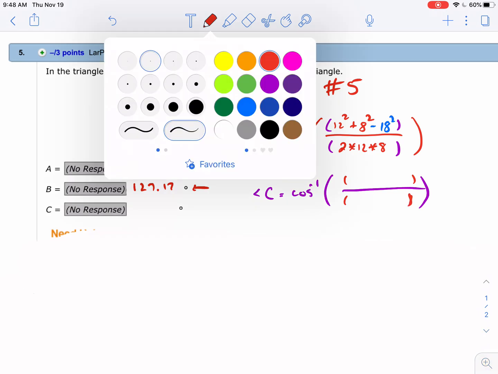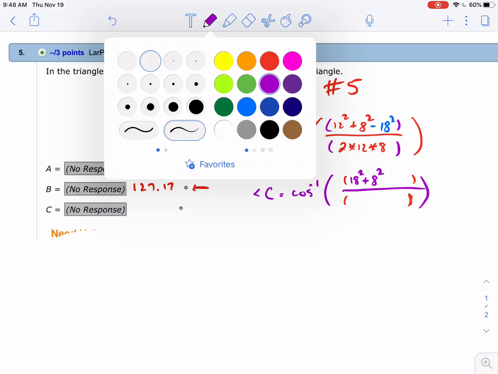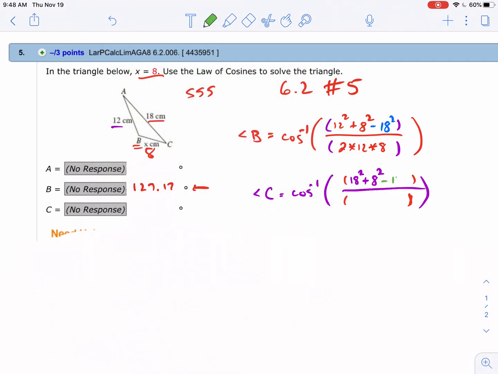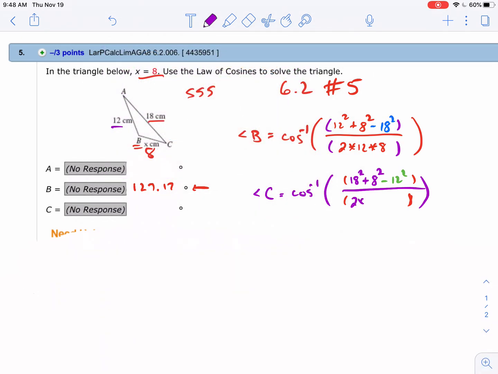So if I'm going to do angle C, its partner is the 12. So what I would do is go 18 squared plus 8 squared minus that partner side squared, and then you can finish it on the bottom by doing 2 times 18 times 8.